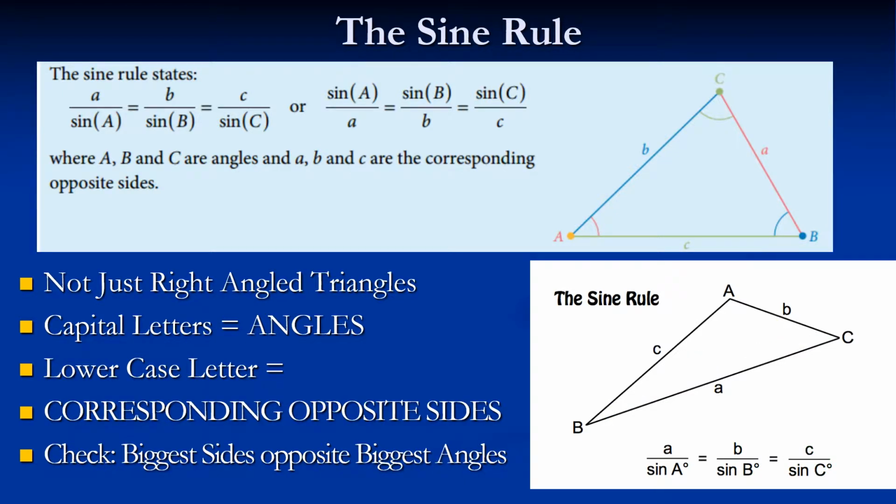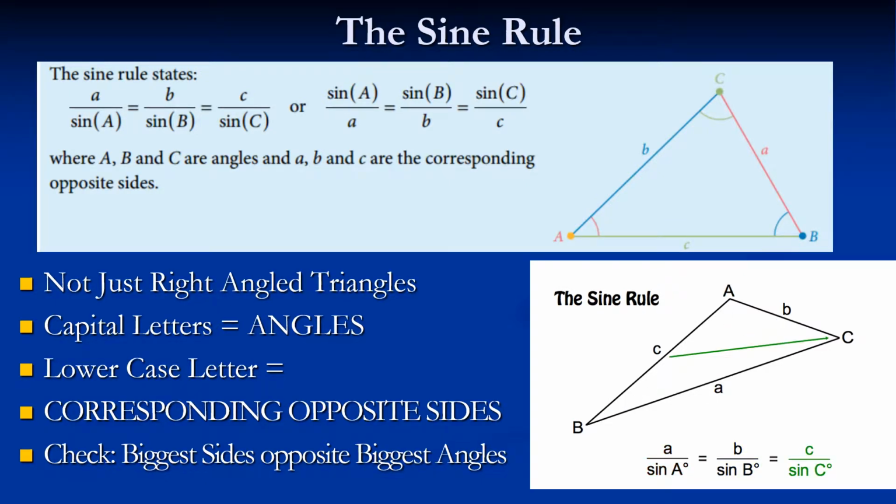Now it comes in two different ways. Let's have a look. If we have a capital letter, that's going to be the angle. If we have a small letter, that's the opposite side of that. So the sine rule states that the side a is over the sine of the angle A equals b divided by the sine of angle B, which is equal to side c divided by the sine of angle C.